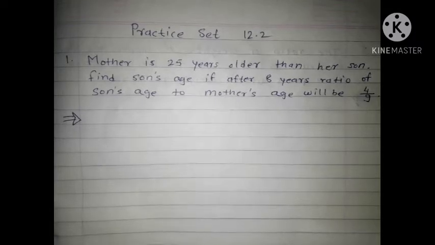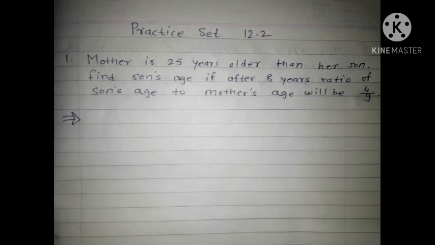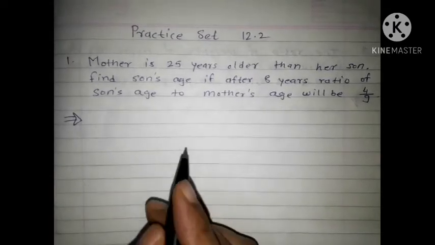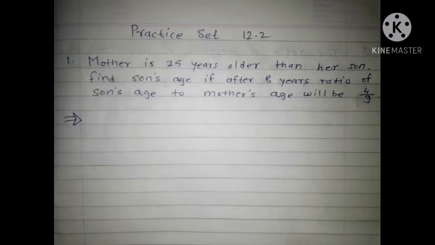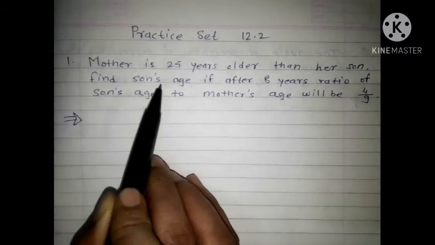The age of mother is 25 years more than her son, and after 8 years the ratio of son and mother will be 4/9, and we have to find out the age of the son. What we have to find out? The age of the son. Now solve the example. Now in the word problem, first assume what we have to find.